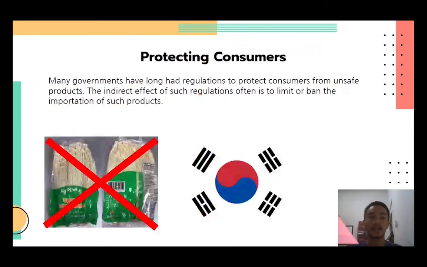And then the next one is protecting consumers. Many governments have long had regulations to protect consumers from unsafe products. The indirect effect of such regulations often is to limit or ban the importation of such products. In Indonesia, the government has banned enoki mushroom produced in South Korea because it contains bacteria that are dangerous for consumption.